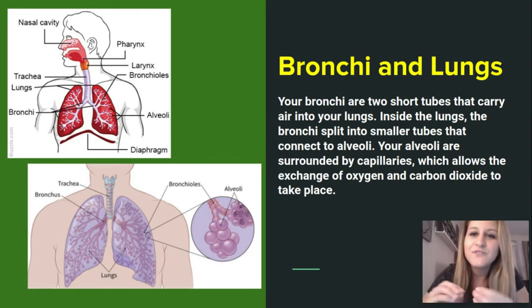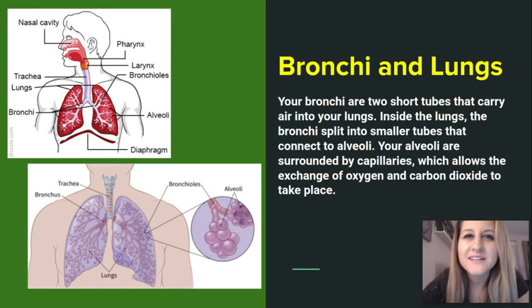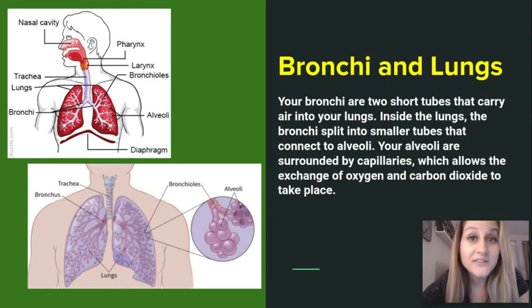And then at the end of your bronchioles, there are these tiny little structures that kind of look like grapes. They have a very thin membrane around them, and they're filled with air. They're called alveoli. So your alveoli are surrounded by capillaries. Capillaries are very small little blood vessels.